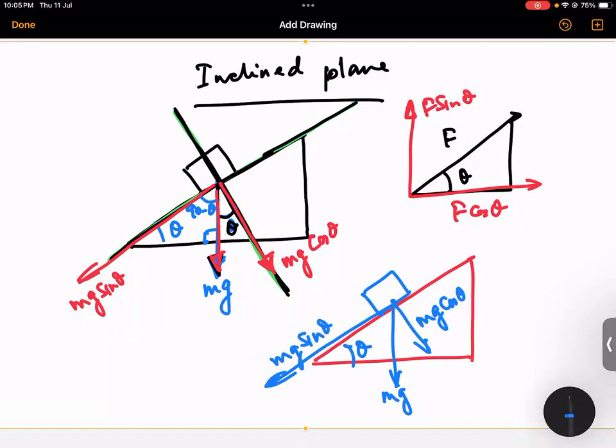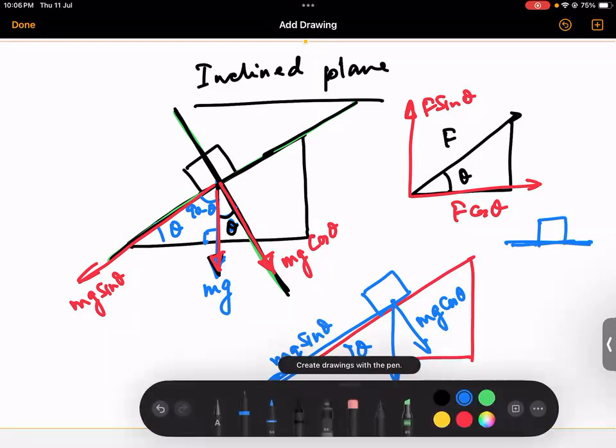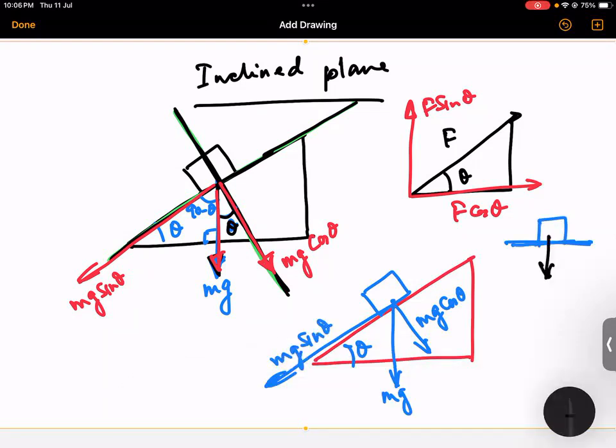Whenever you are keeping a body on a horizontal plane like this, the total downward force will be equal to mg. But when you are keeping a body on an inclined plane, its component will be resolved. One is the mg cos theta component, another is the mg sin theta component. So this is the total concept of inclined plane. Whenever you are having an inclined plane, you have to keep this into account.